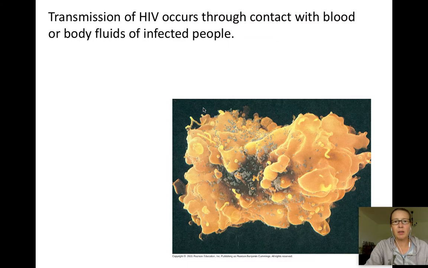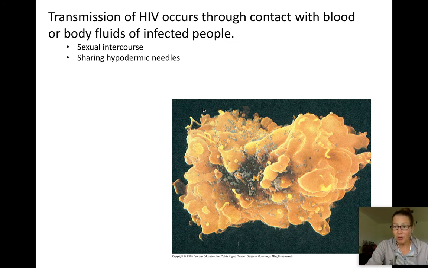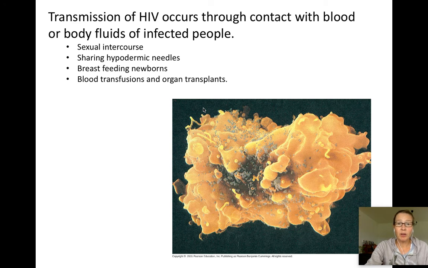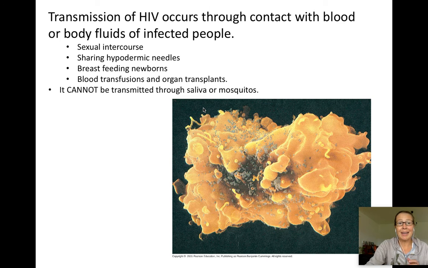The next thing that you need to be able to talk about is how HIV is transmitted. The transmission of HIV is usually just through contact with blood or body fluids of infected people. So sexual intercourse is a way. Sharing hypodermic needles is another way. Breastfeeding newborns can be a way, as well as blood transfusions and organ transplants. But it's very important that you know that it cannot be transmitted through saliva or mosquitoes or casual contact with someone who has HIV or AIDS.